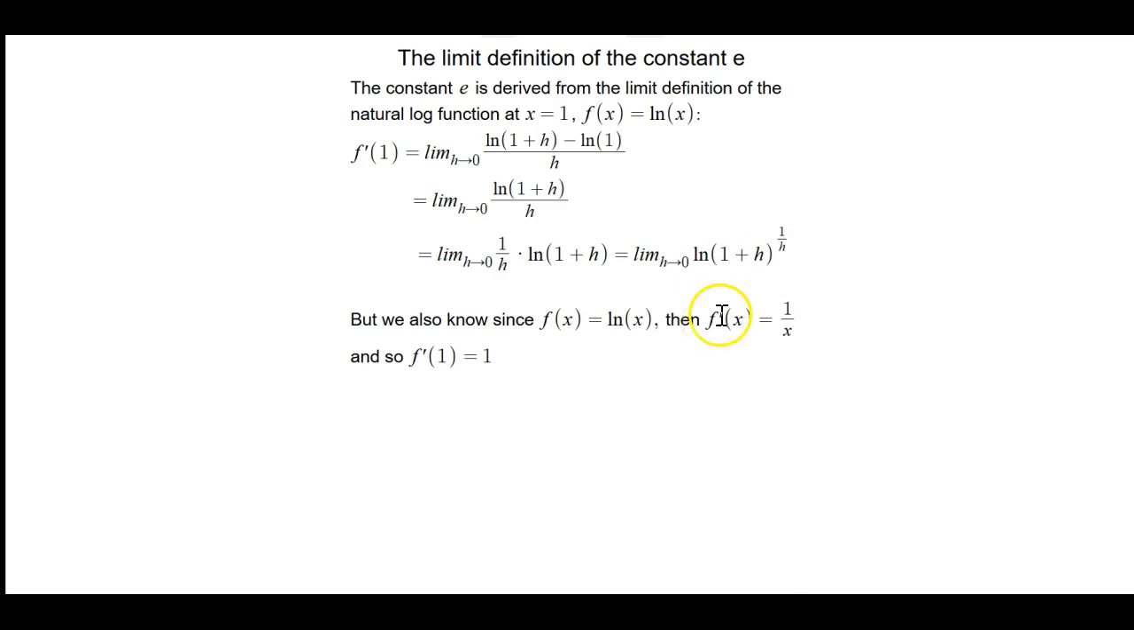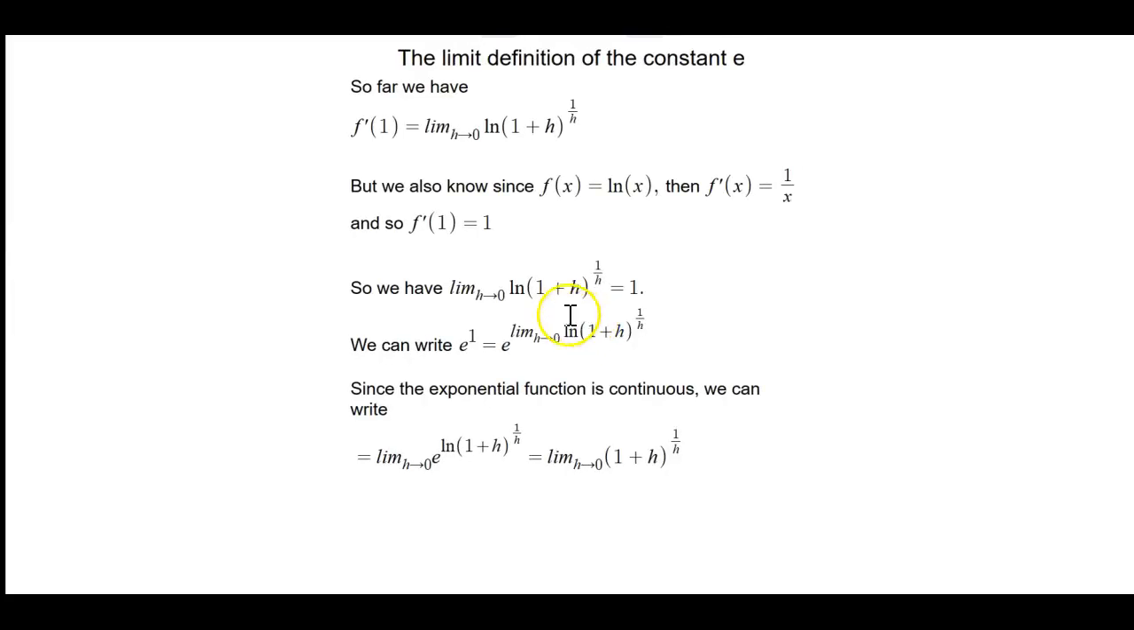But we also know that f prime of 1 is equal to this limit, where f of x is the natural log of x. But we also know that f prime of 1 is 1 over x evaluated at 1, which is just 1. So that means this limit is equal to 1.